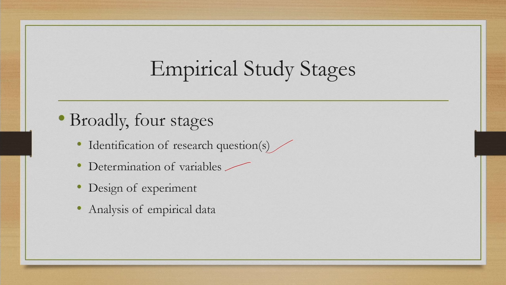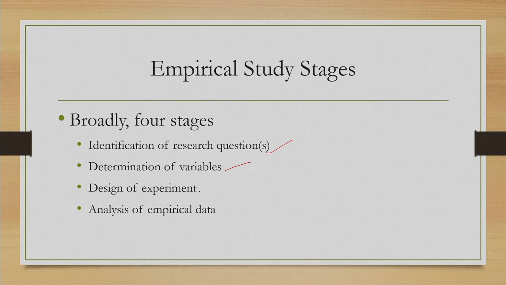The next is determination of variables. This is also very important to let us know exactly what we are going to observe and measure. So, unless we are able to identify the variables, we cannot decide what to observe and how to record. So, identification of variable is the other crucial component that we should take care of. Third is the design of experiments. So, once research questions or hypotheses are framed and we are able to identify the variables, we go for design of the experiment.